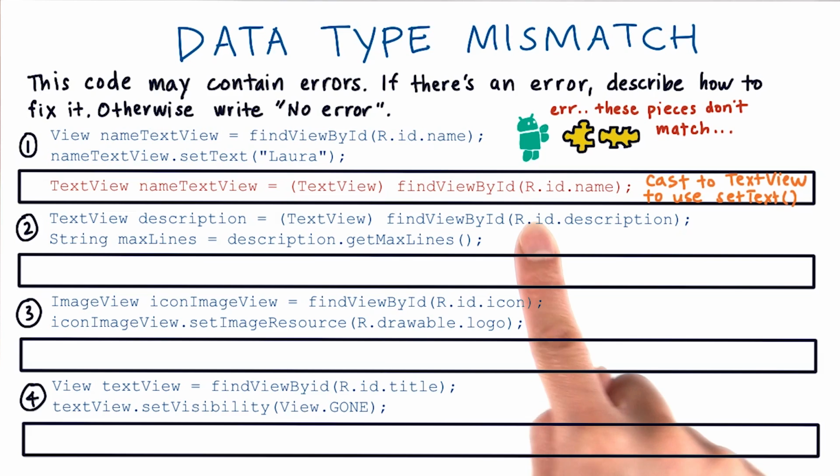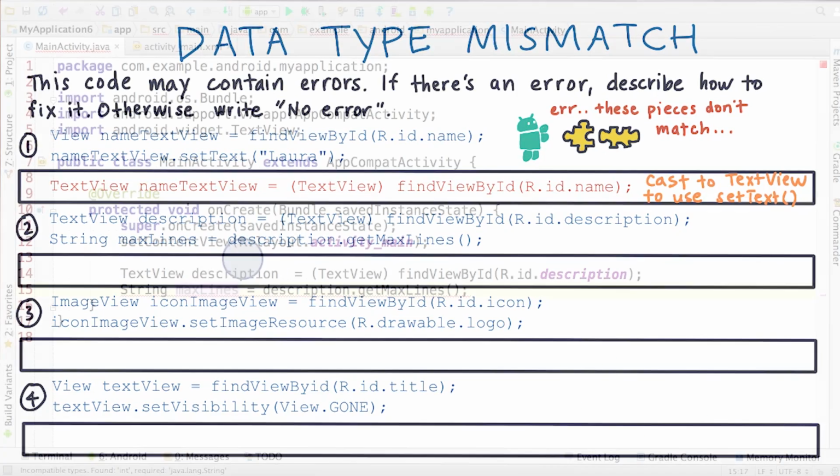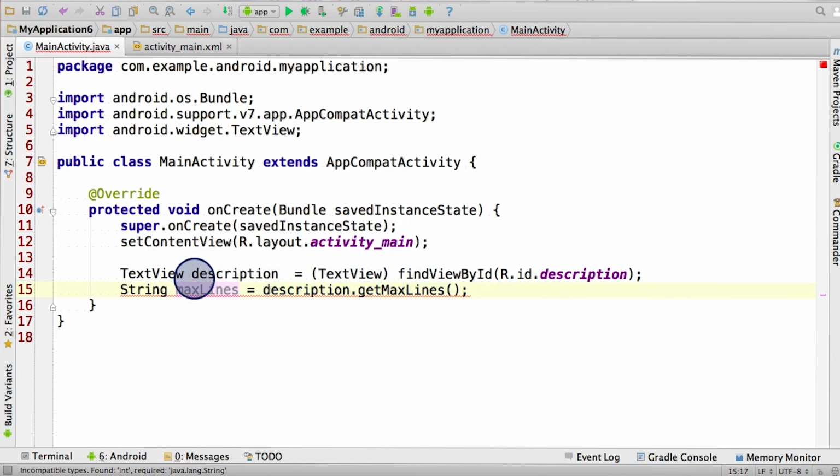I'm going to copy this code and put it into Android Studio. Here's the code I pasted in. The first line of code seems to be correct, there's no errors. But the second line has a red underline, and it says there's an incompatible types error. It says a string is required, but instead it found an int.